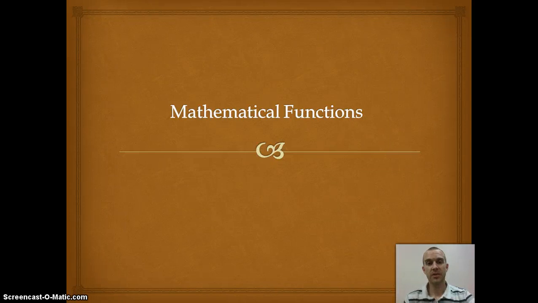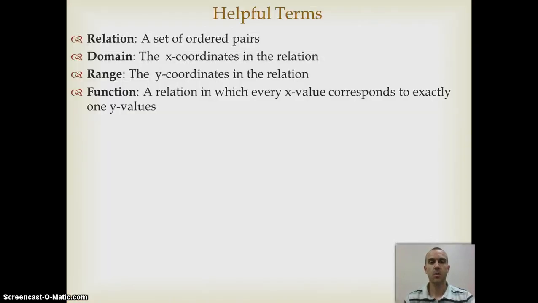In this video, we'll explore mathematical functions. Now, some helpful terms that we have are that a relation is going to be a set of ordered pairs, which also could be an equation. Y equals 2x plus 5 is a relation in which all the ordered pairs that satisfy that specific equation.